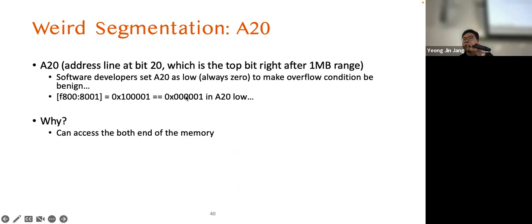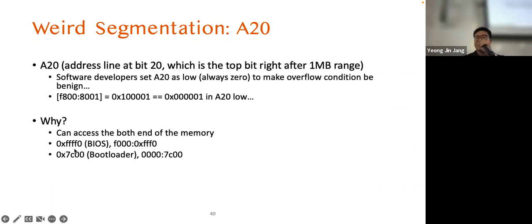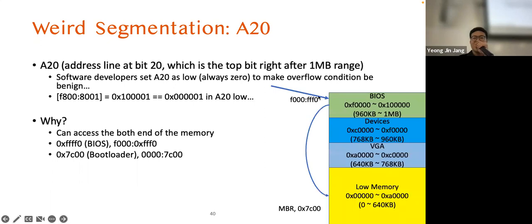One of the engineering implications of doing that is that we can use both ends of the memory. Take a look at the addresses. The BIOS resides at FFFF0, which is the top of the address space. And the bootloader needs to be at 7C00. But if we use these two addresses with simple segmentation, then we need to change the segment, which means we need to use long jumps to switch the segment back and forth.